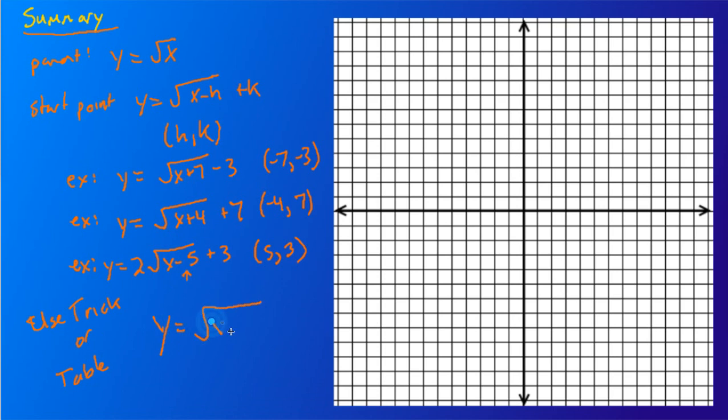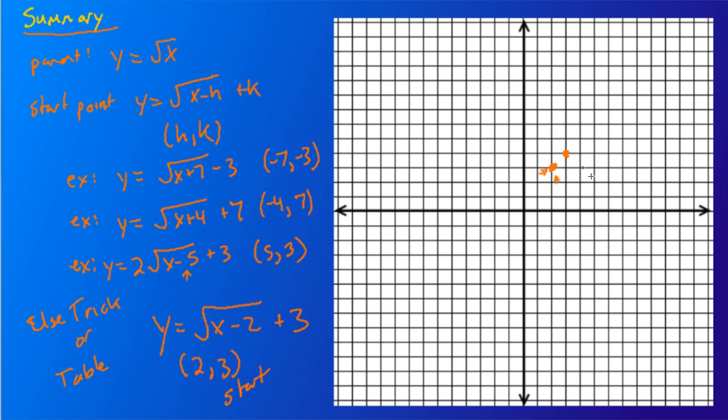So let's say I want to graph the square root of x minus 2, plus 3. So I'm going to graph the point 2, 3, because that's where I'm going to start. 2, 3. That's right here. Now, from this point, if I go right 1, the square root of 1 is 1. So I'm going to go up 1. I go back to my start point. Always go back to your start point if you're using the trick.